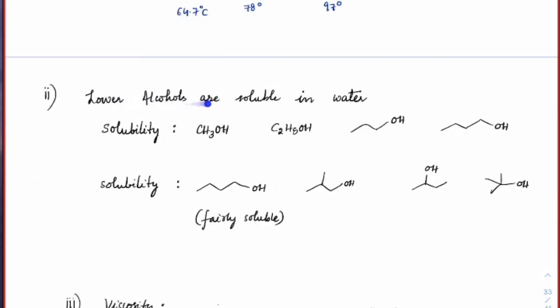Next, if you see lower alcohols, they are usually soluble in water, which means if you check out lower molecular weight alcohols like methanol, ethanol, up to butanol, they are usually soluble, and their solubility keeps decreasing as the alkyl chain length increases. Always remember, if the alkyl chain keeps increasing, the solvation in water always decreases. Now suppose the branching is increasing, it is becoming secondary or tertiary, it becomes very difficult to get solvated, so solubility will decrease.